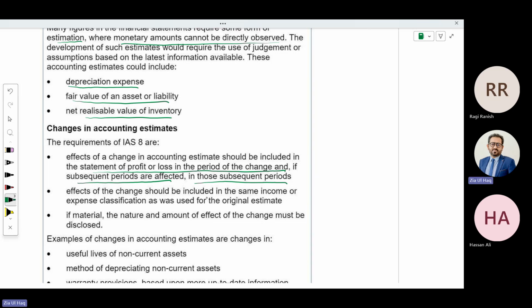The effect of change should be included in the same income or expense classification as was used for the original estimate. I mean, if you were charging depreciation before under operating expenses, now due to the change in depreciation rate or method, you will still include depreciation under operating expenses. But if as per the new estimate, you are going to record depreciation under cost of sales, so that is a policy change.